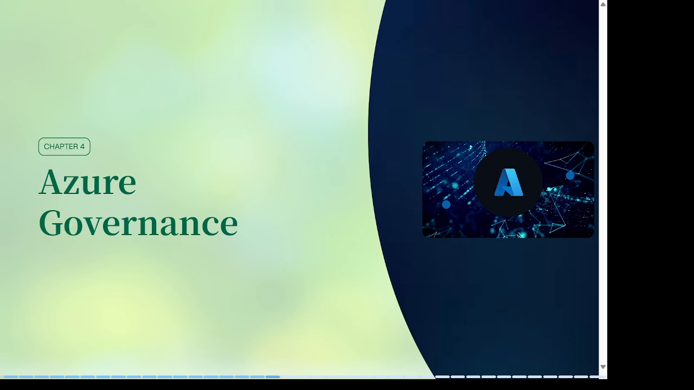What is Azure Governance? Azure Governance is a framework that helps organizations control Azure resources, enforce rules automatically, maintain compliance, manage cost and structure at scale. Think of it as the rule book for your entire Azure environment. It ensures that every resource deployed follows organizational standards.